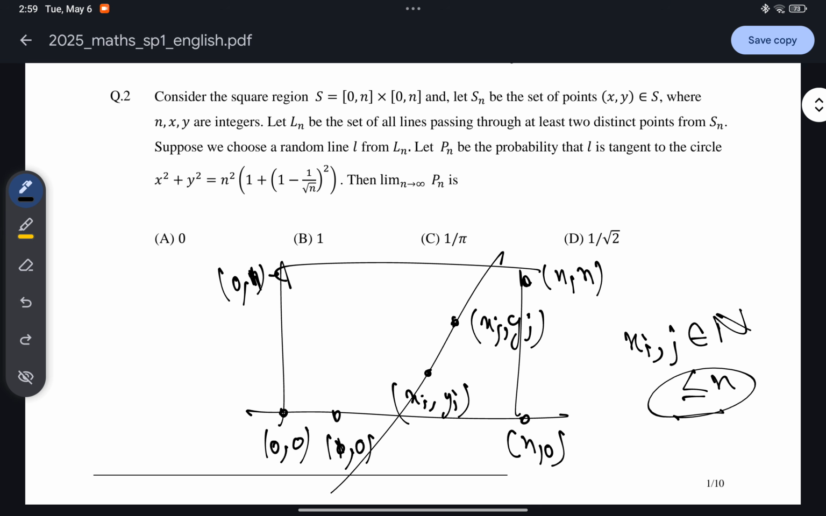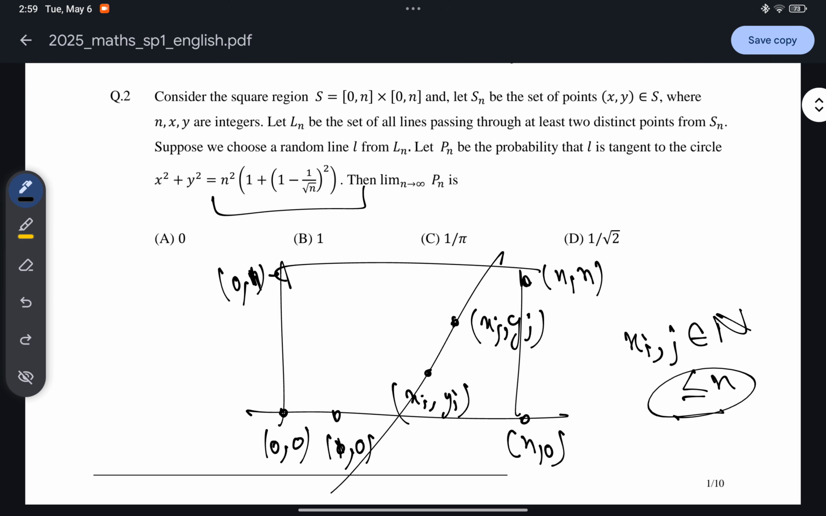So it's asking us the probability that this line is a tangent to this particular circle with the radius n times root of 1 plus 1 minus 1 by root n square. So it's asking us the probability that it becomes a tangent to the circle.